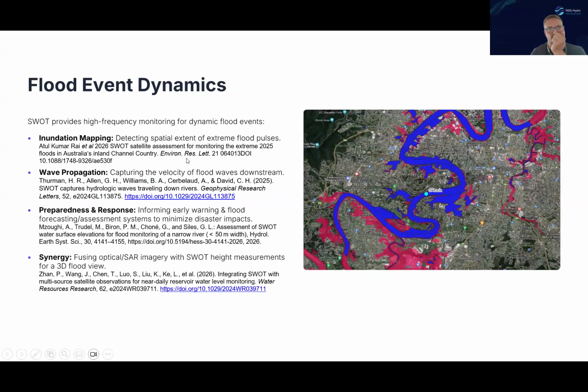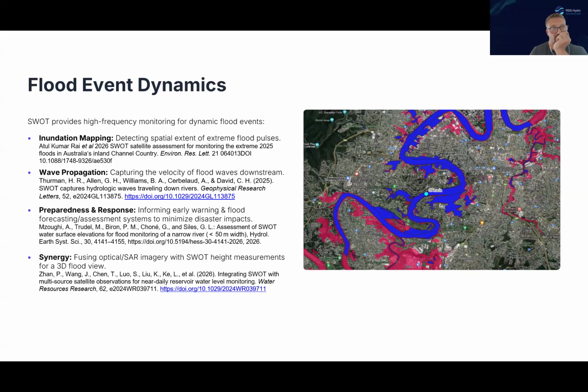And then, sorry, I need to speed up a bit because I want to give Cedric some time for the discussion later. But if you then move to flooding, it's a bit more difficult because SWOT is not coming back very frequently. And SWOT has never been defined as a flood or disaster observing mission, like Sentinel, for example. SWOT has not been designed like that.